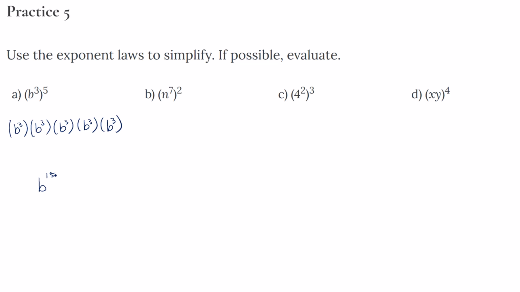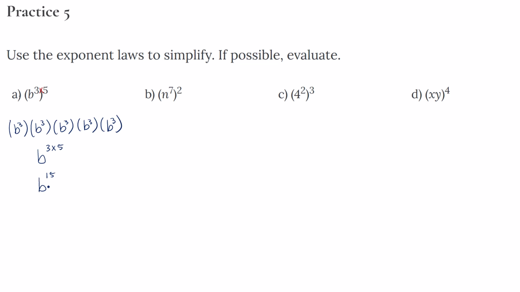A much quicker way to do this question is to use the power of power law, which essentially states if we have a base to the power of an exponent to the power of another exponent, we can multiply the two exponents together. So we could go b, 3 multiplied by 5 would give us that 15.